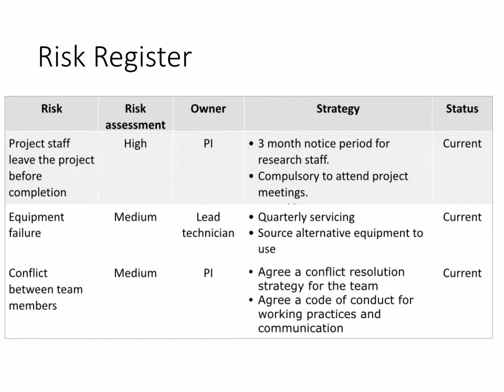In classic project management, you would then create and maintain a risk register such as this. The register includes details of each of the risks that you've identified, whether the risk assessment is high or low, who is responsible for managing that risk and monitoring it, and what are your strategies for minimising the risk or for dealing with them if they happen. The register should be reviewed periodically to monitor for a change in likelihood or impact, and the review process should be a regular agenda item for project meetings.